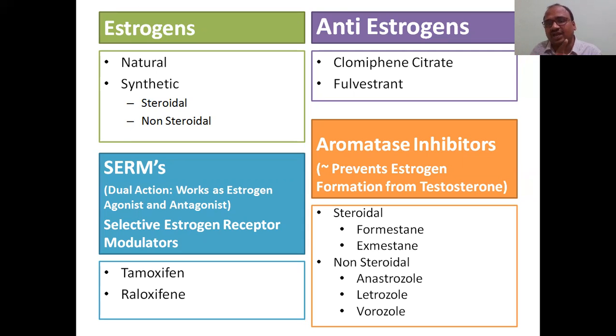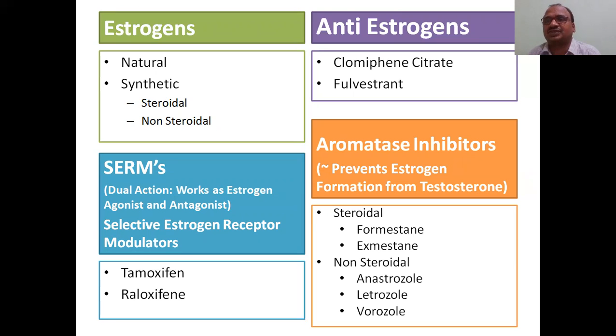These are the lists: steroidal and non-steroidal. All these things you have to note down and practice well. So this prevents the estrogen synthesis. That's why estrogen actions will not start. Estrogen will be completely stopped by the aromatase inhibitor. Estrogen will not be initiated.